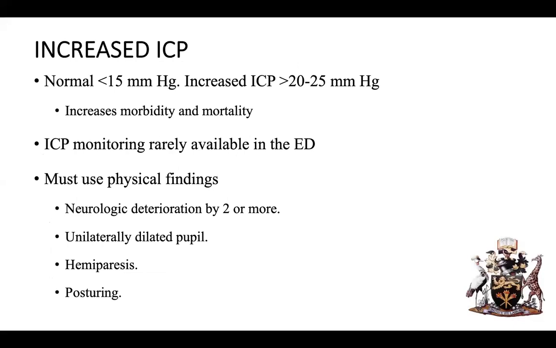Usually in our setup, we have been trying to push for monitors which are able to do ICP monitoring, but currently we are not able to do ICP monitoring. So for most of our ICP monitoring, we usually use physical findings. You'll find whether the GCS dropped by 2 or more, or if you have a unilaterally dilated pupil which you didn't have before, a hemiparesis or posturing. Those should trigger you that the ICP is increasing, even though that's very subjective.